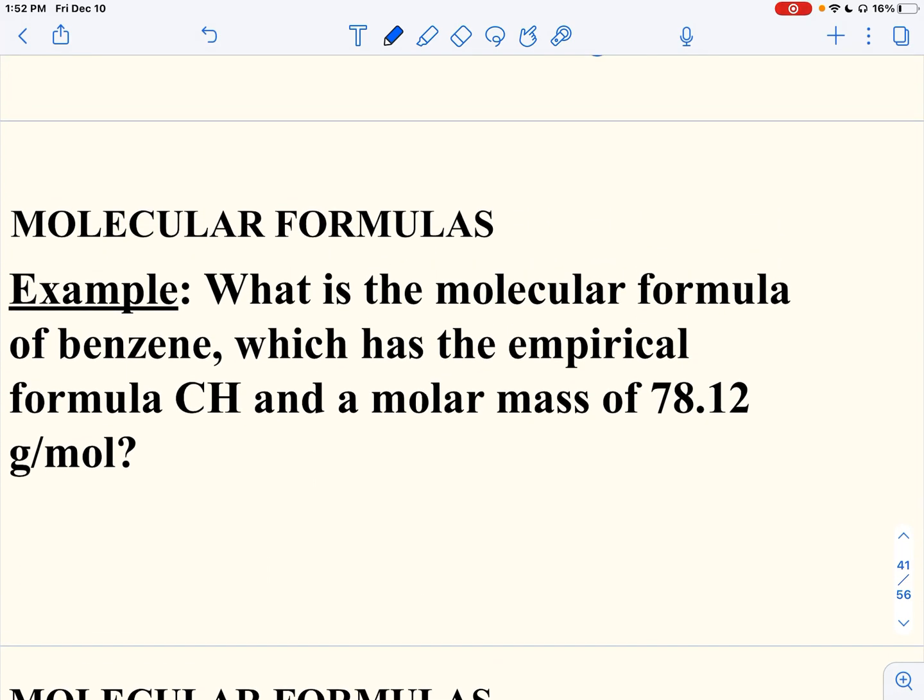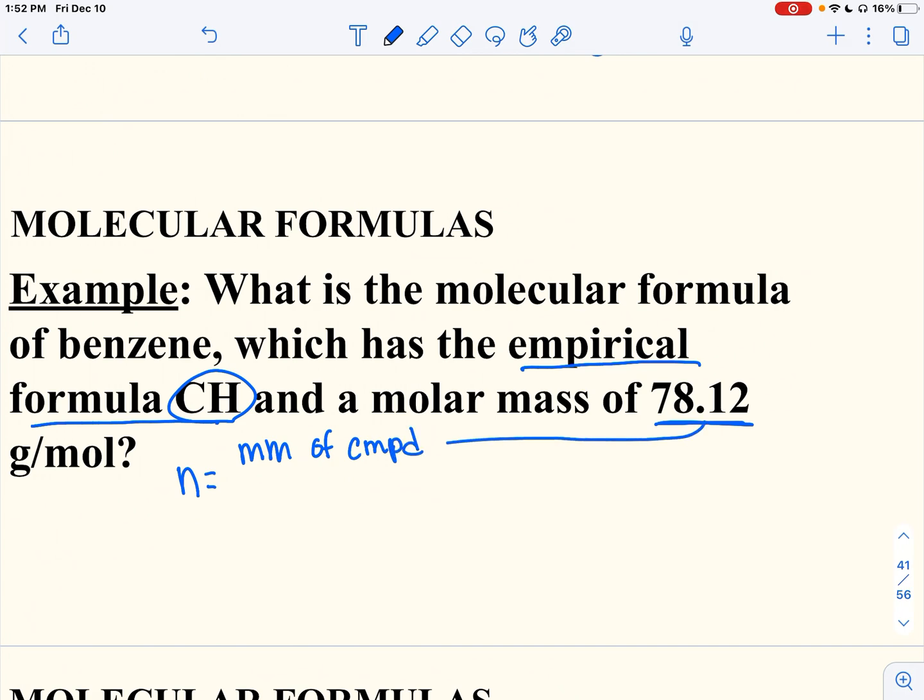So here, what is the molecular formula of benzene, which has an empirical formula of CH and a molar mass of 78.12 grams per mole? So the first thing you're going to do is find N. N is the molar mass of the compound, which again is given to you in the problem, over the molar mass of the empirical formula. So the molar mass of the compound is going to be 78.12.